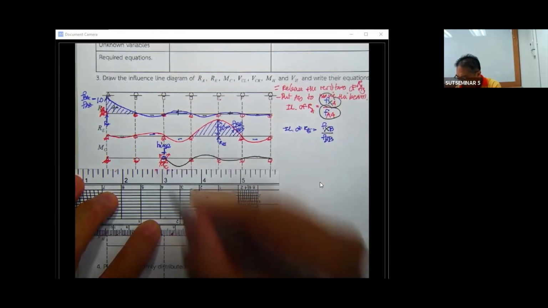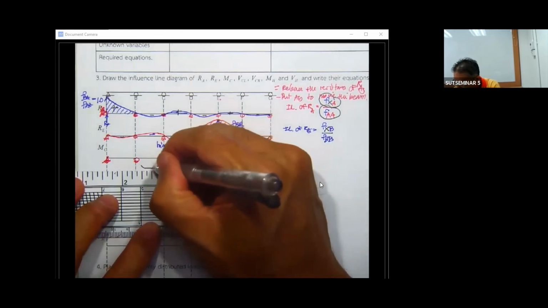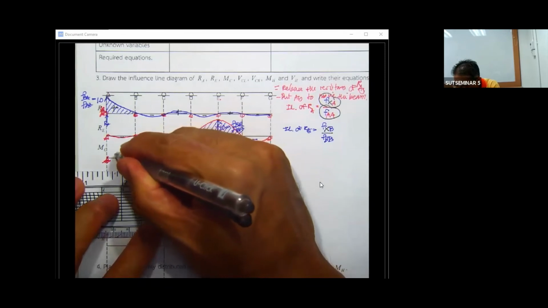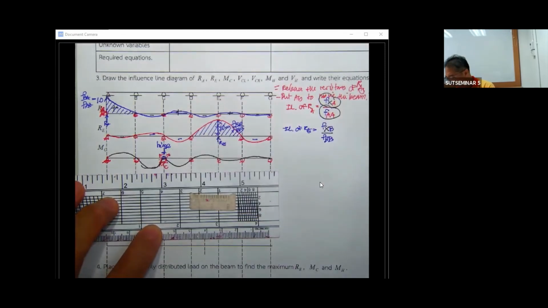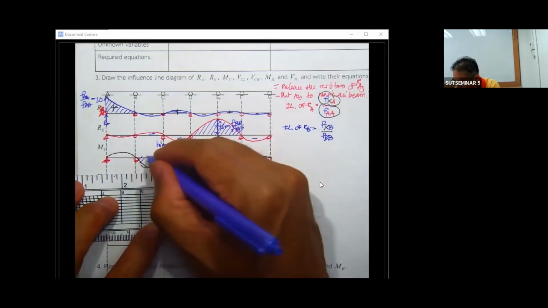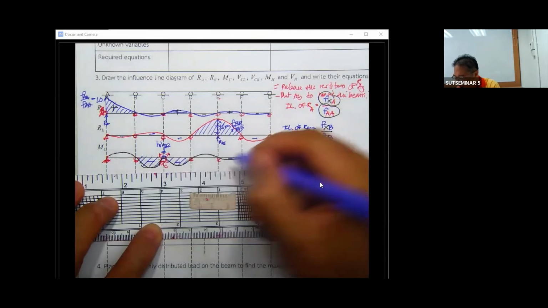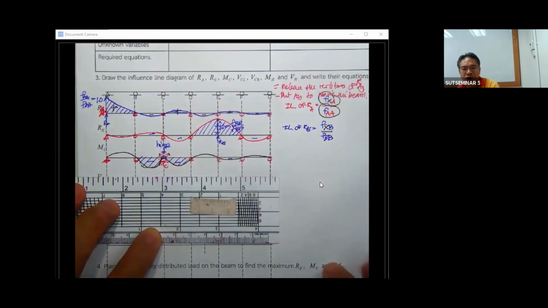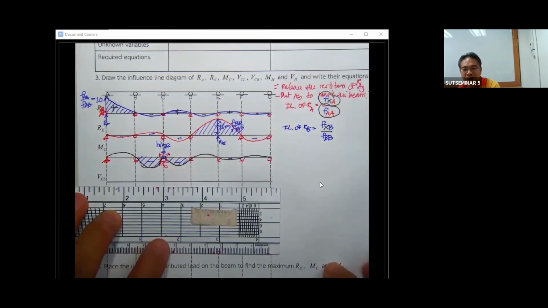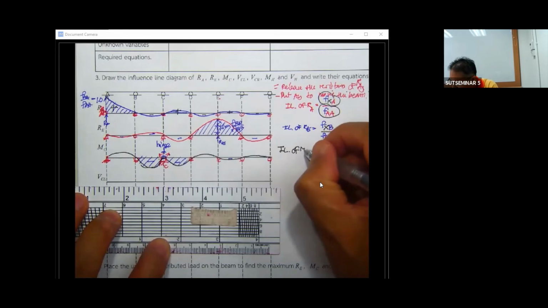On this side, due to this moment, it's going to deflect and have the shape like this. Now, this is going to be negative, and this is negative. The other portion is going to be positive. Okay, now this is going to be the influence line of M sub C.